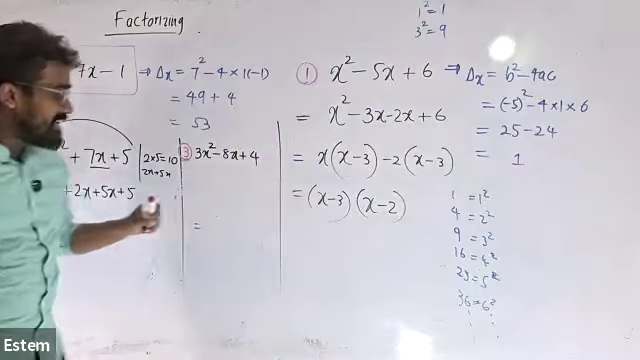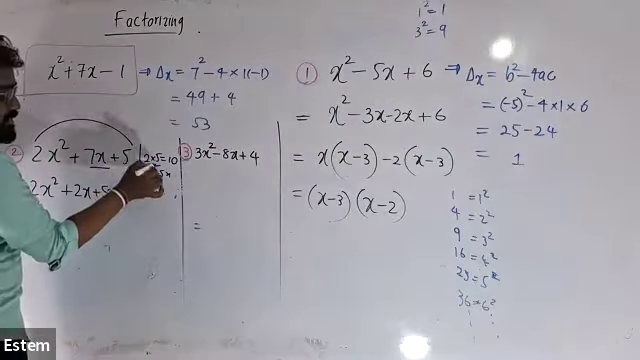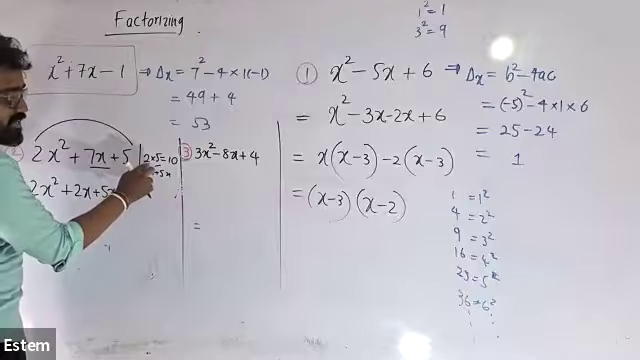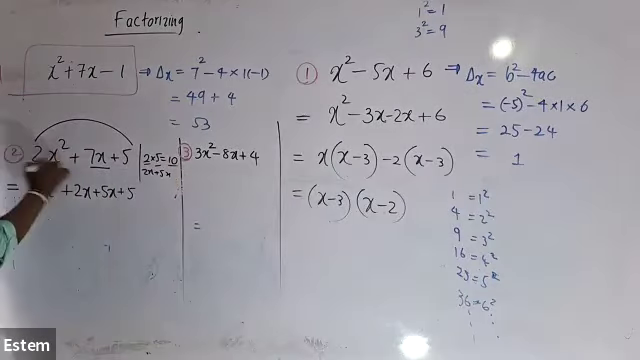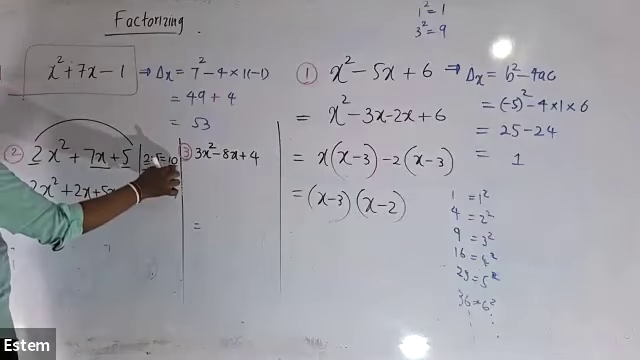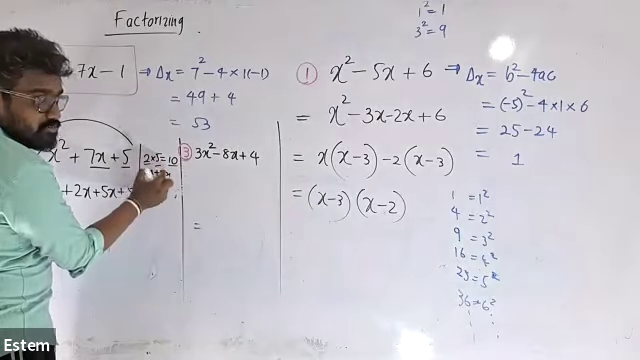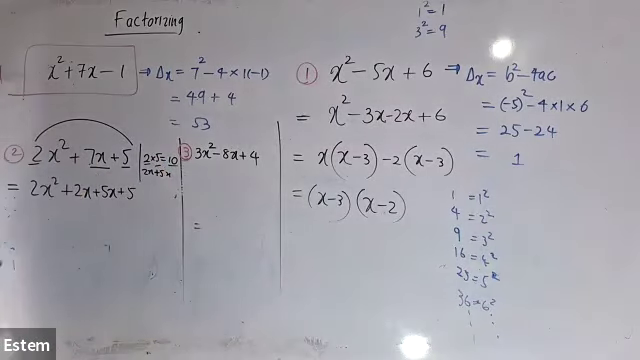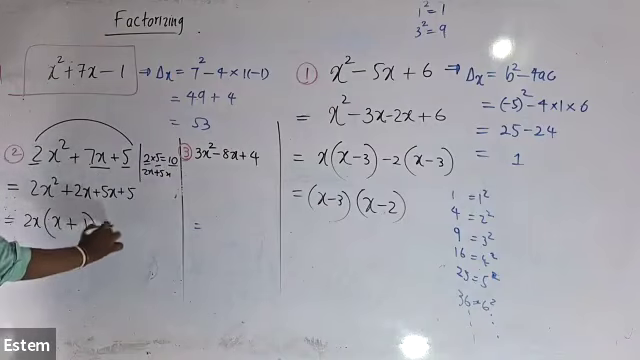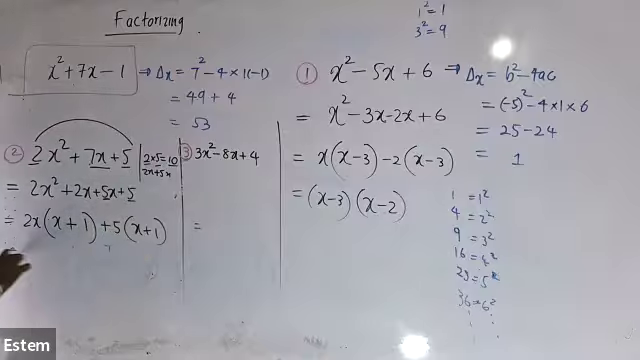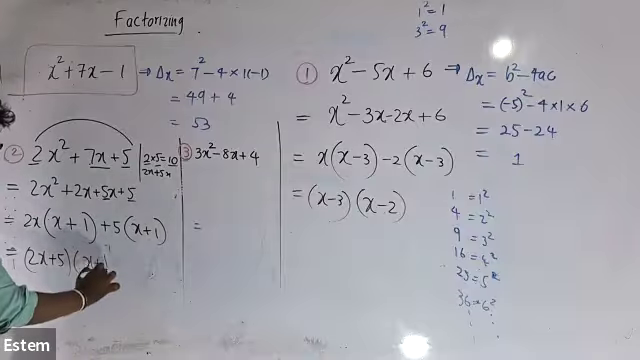That is the way we get some numbers. We should find some numbers whose product should be equal to the multiplication of this and this, and the addition of those numbers should be equal to this number, 7. Then we can pull out 2x here, then it is x plus 1. And from this, we can pull out 5, then x plus 1. It is very easy. See, 2x plus 5 and x plus 1.